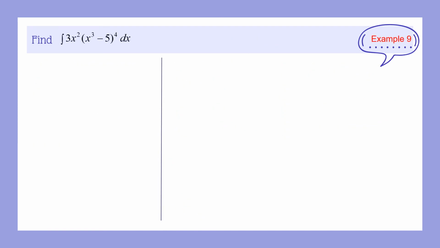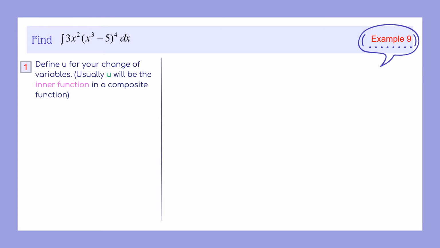Find integrate 3x^2 multiplied by (x^3 minus 5)^4 dx. Since (x^3 minus 5)^4 is taking too long to expand, we suggest to try to do substitution. First we need to test whether we can use substitution or not. So the first step is define u for your change of variable. Usually u will be the inner function in a composite function.